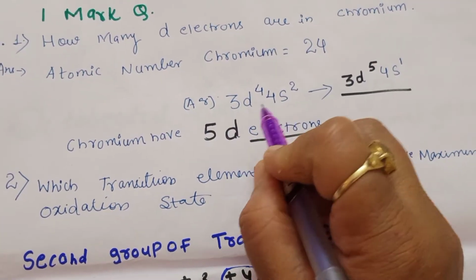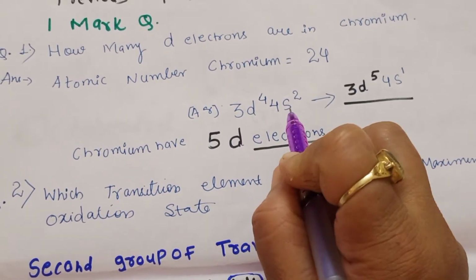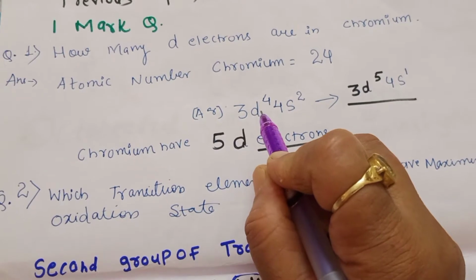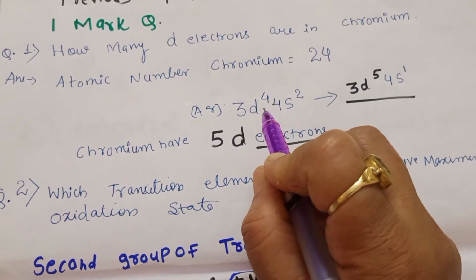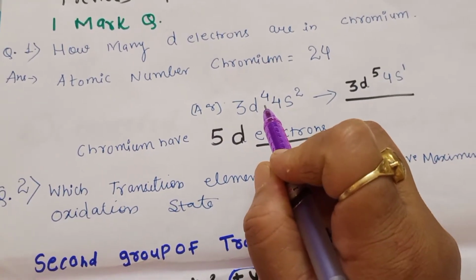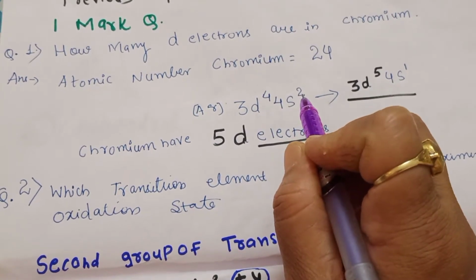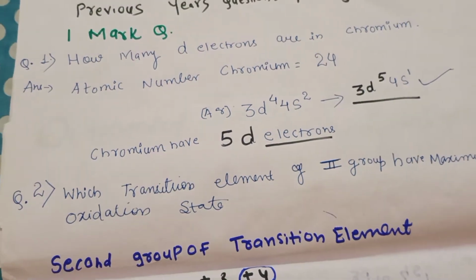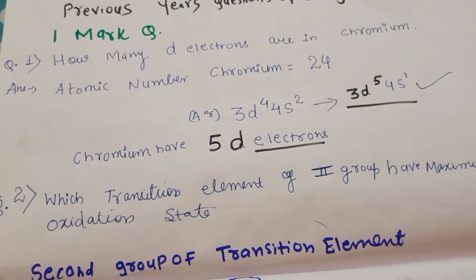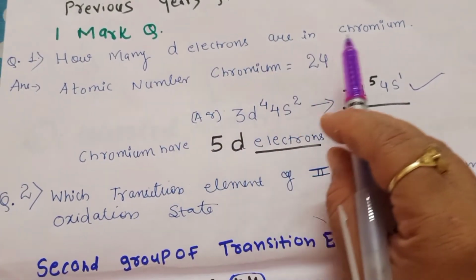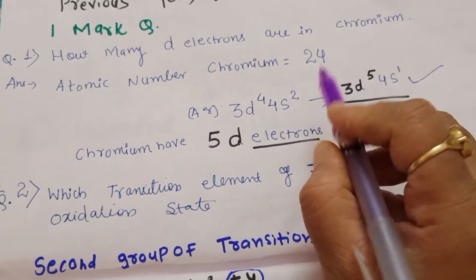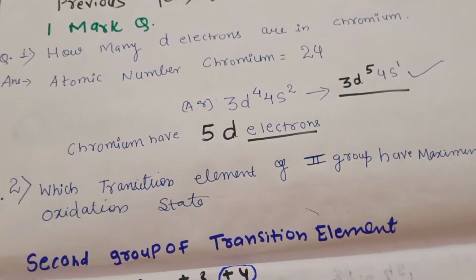But we know that this is an unstable configuration, because if the d subshell has 10 electrons, it will be stable, or when there are 5 or 10. So we will promote one electron from s to d, so 3d5 4s1 will be the correct configuration of chromium. So how many d electrons are there in chromium? We can write there are 5 d electrons in chromium. So that is your 1 mark question.